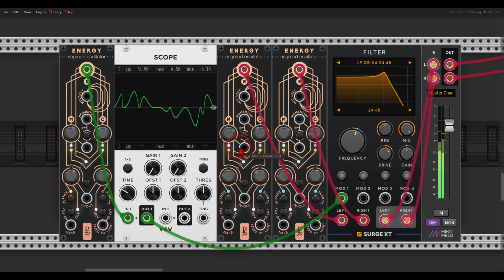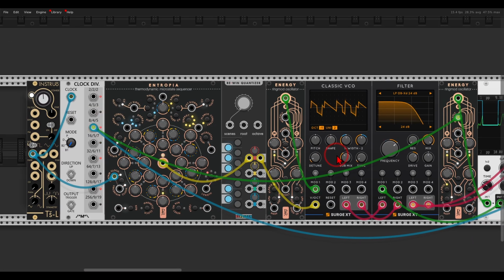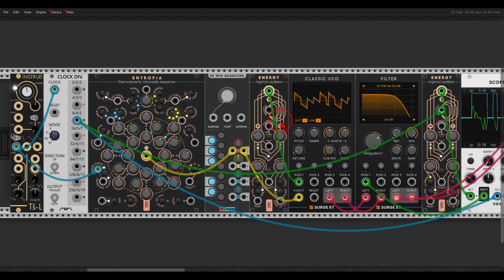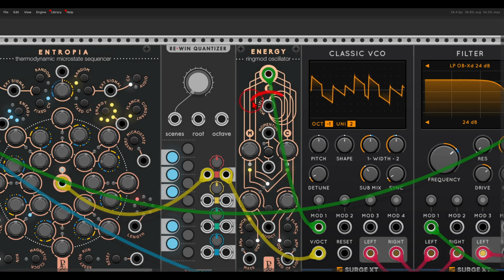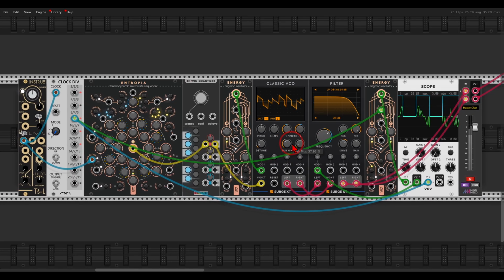So we get interesting LFO shapes, but this is not all, because Energy also has the multiply input, which is basically a sort of a VCA. So we can gate the LFO with a gate or with an envelope or with another LFO even, and get also gated LFO shapes, complex LFO shapes, as I'm doing here.